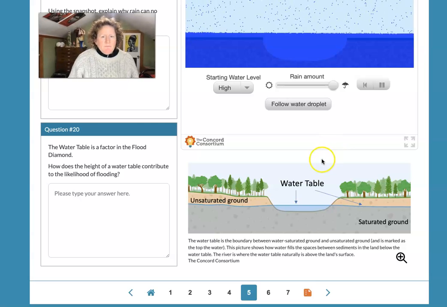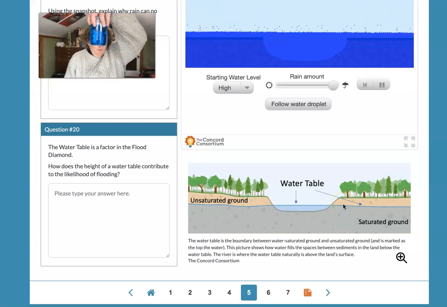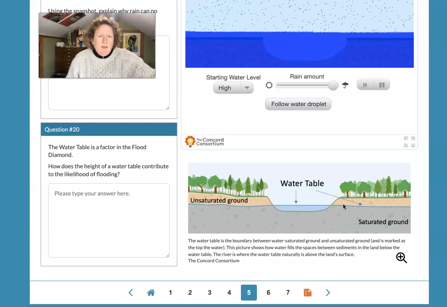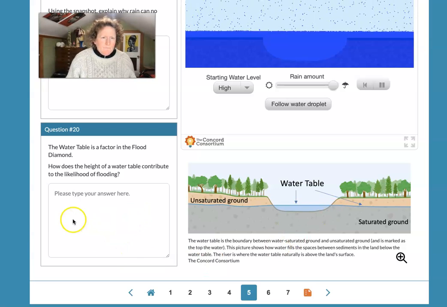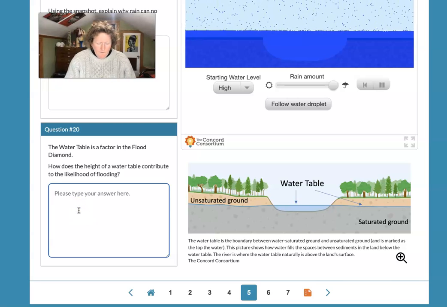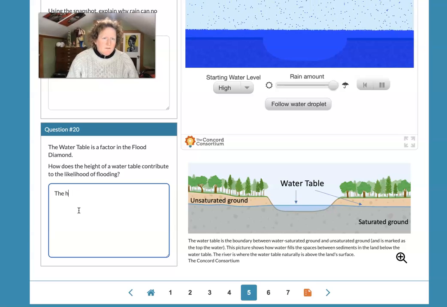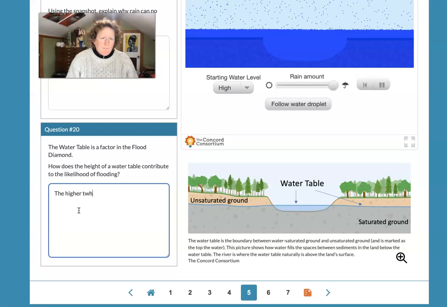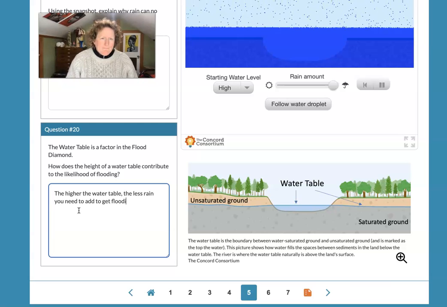If it rains on top of all that snow melt, the ground's already saturated, it's already full, and if you add a little bit more, it's going to flood. So, let's just say the higher the water table, the less rain you need to add to get flooding.